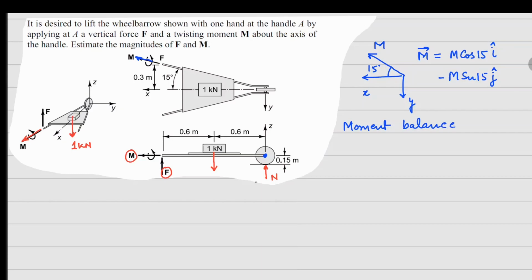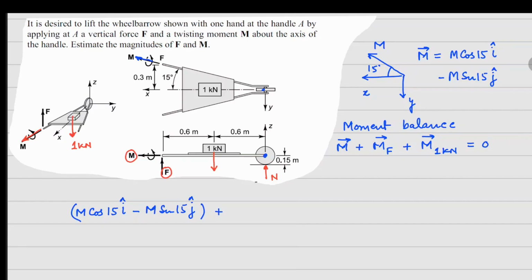I can write an equation where this moment M, the twisting moment that is applied on the handle, plus one moment that will come because of force F, and another moment that will come because of your 1 kilonewton weight, and all of this has to be equal to 0. Now M we have already written, so it is M cos 15 i cap minus M sin 15 j cap. For the force F, we can apply the r cross F formula.